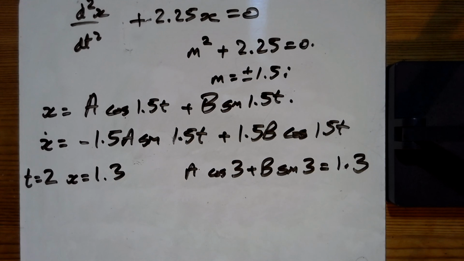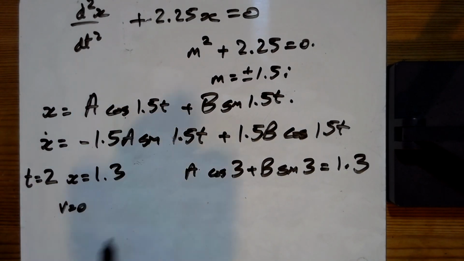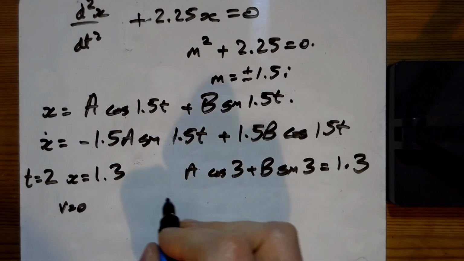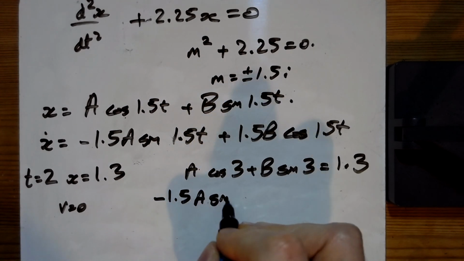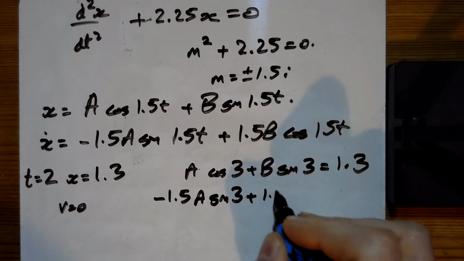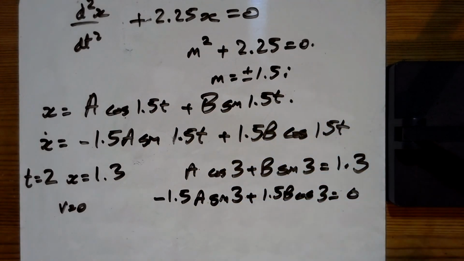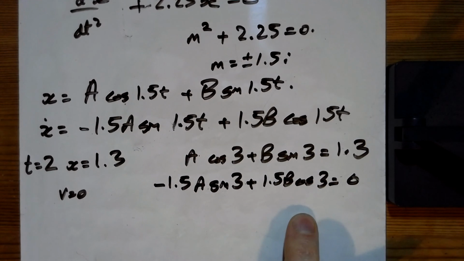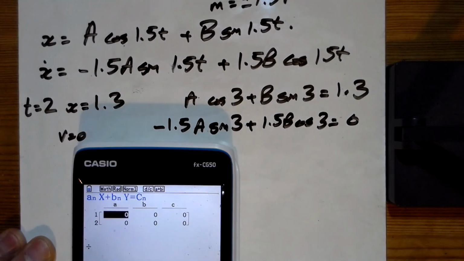and the maximum displacement, so the maximum displacement is going to be, the velocity is going to equal 0, isn't it? So putting a 2 in here, that gives us minus 1.5 a sine 3 plus 1.5 b cos 3, and that equals 0. So look, there's nothing. I mean, I suppose we could rearrange that and make that into a tan, but let's do it on the simultaneous equation solver, shall we? So that might be easiest, just using it as decimals.